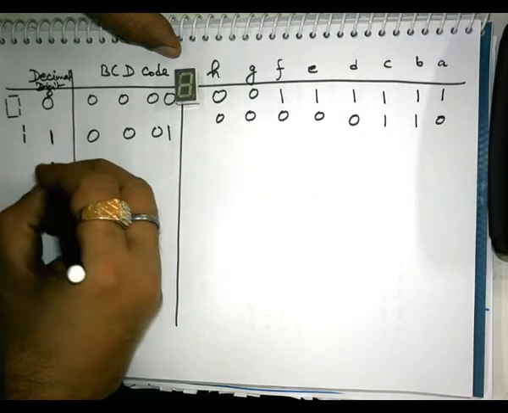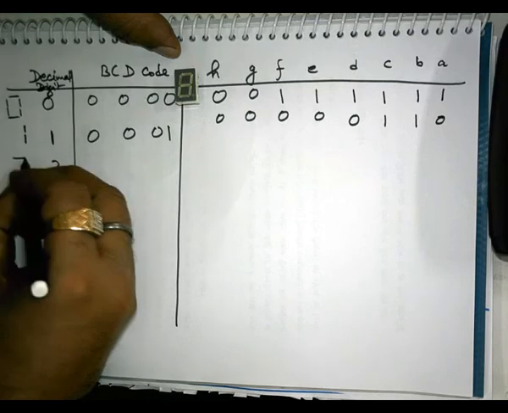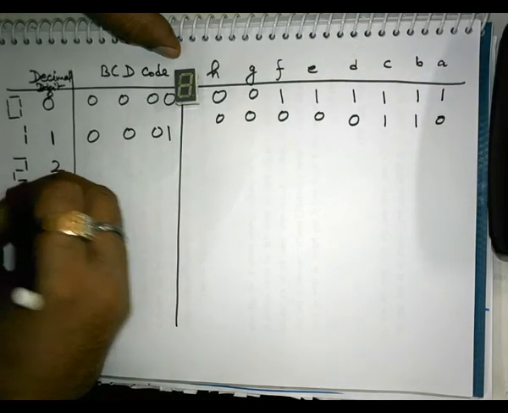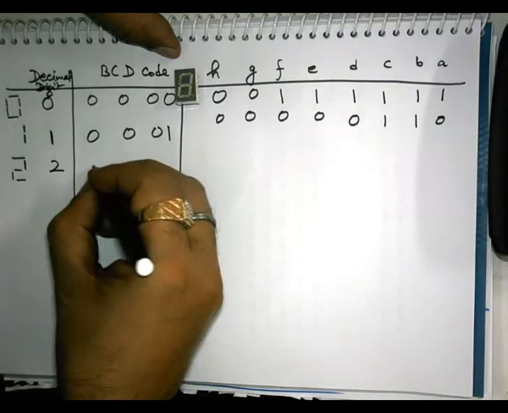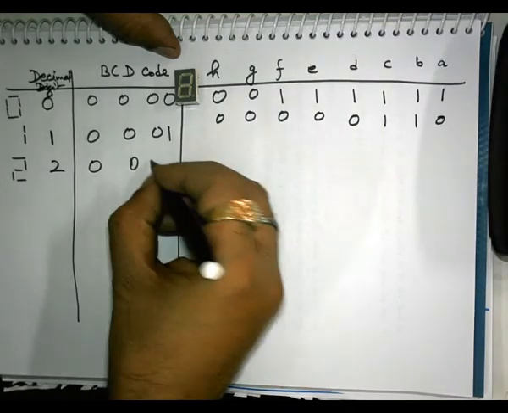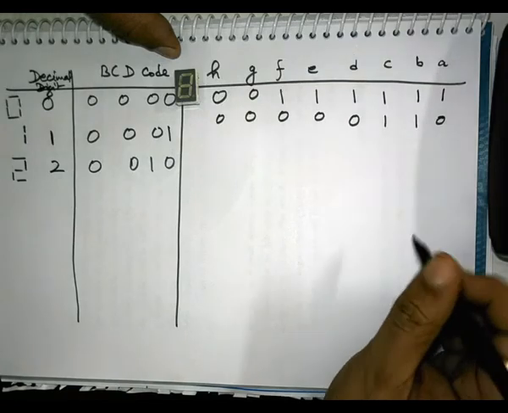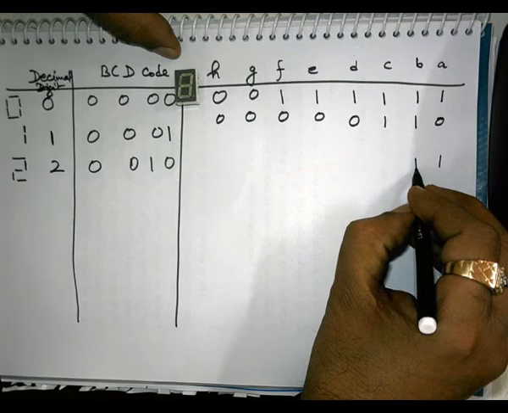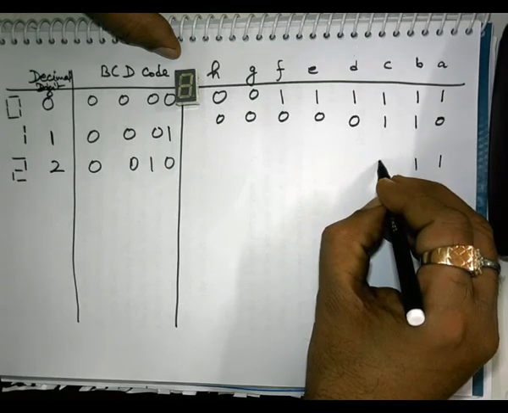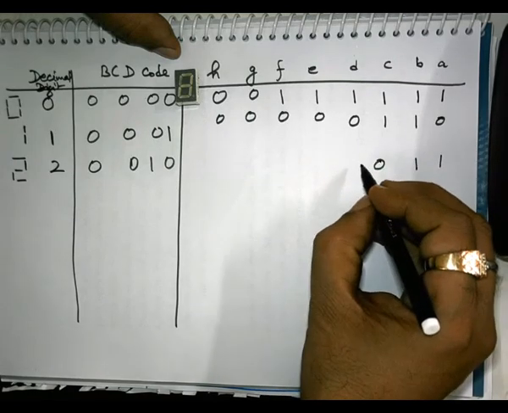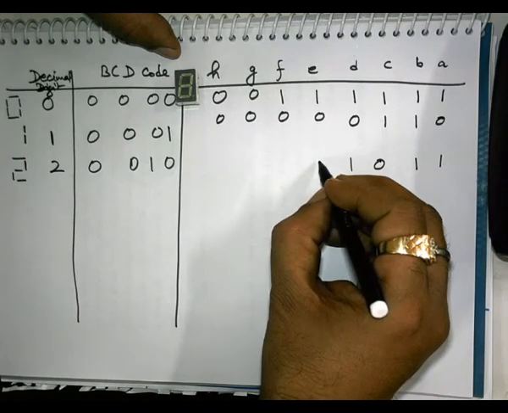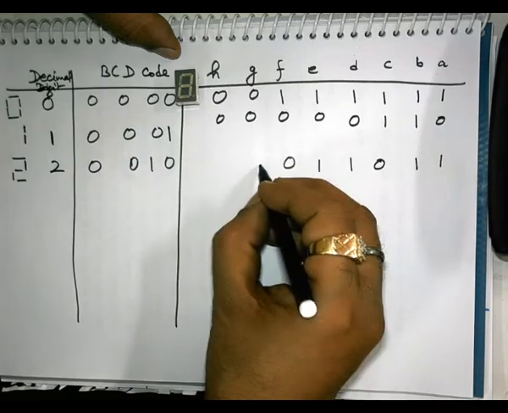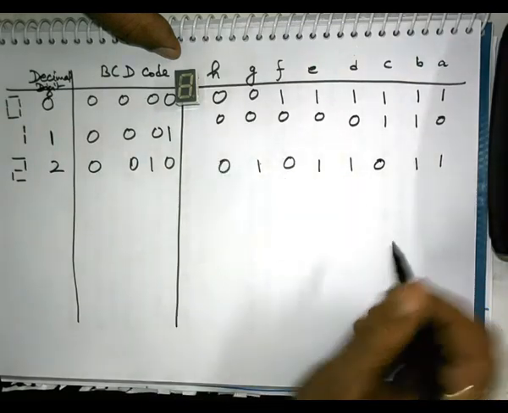Now to display 2, what pattern should appear? And 2 means you have to supply this. So A, B, C should be 0. Okay. D 1, E 1, and F 0, G 1, H 0. Okay.